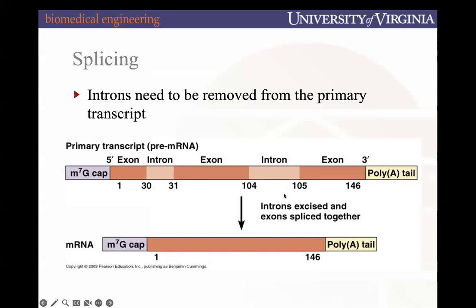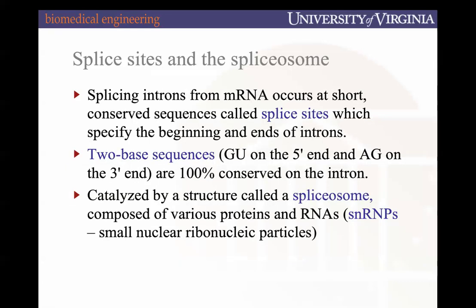When it's been appropriately spliced and all of the exons have been merged together, we have a single contiguous mRNA transcript that corresponds only to the exons of the template strand. What's important to note is that there's a lot that's known about this process of splicing, and there's a lot that's unknown.